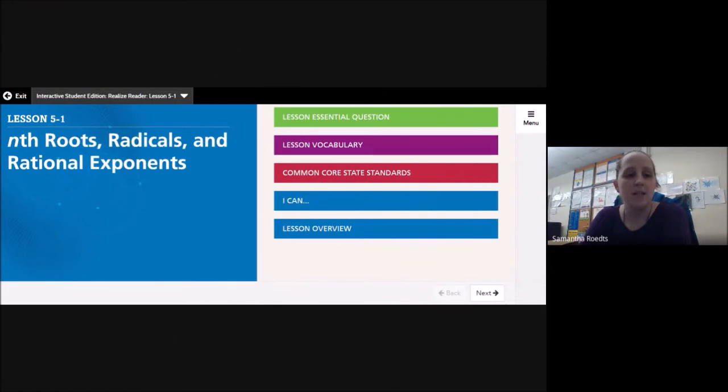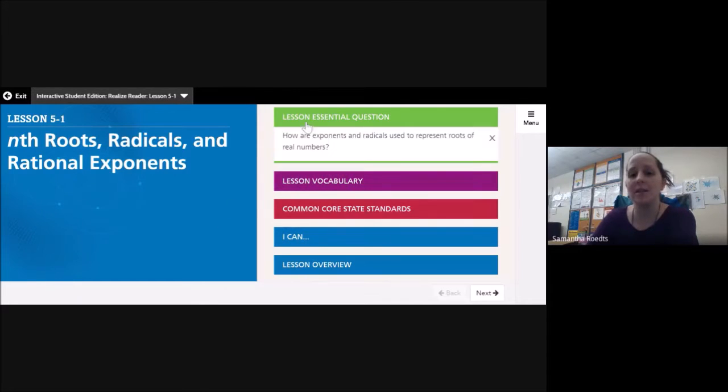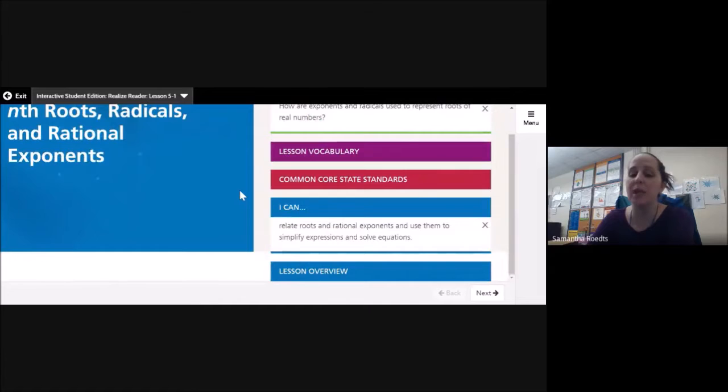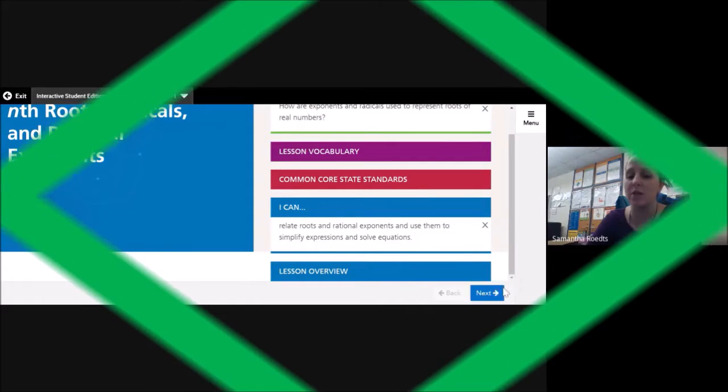All right, this is Unit 5, Lesson 1, Nth Roots, Radicals, and Rational Exponents. In this lesson, we're learning how exponents and radicals are used to represent roots of real numbers. At the end of this lesson, we'll be able to relate roots and rational exponents and use them to simplify expressions and solve equations.